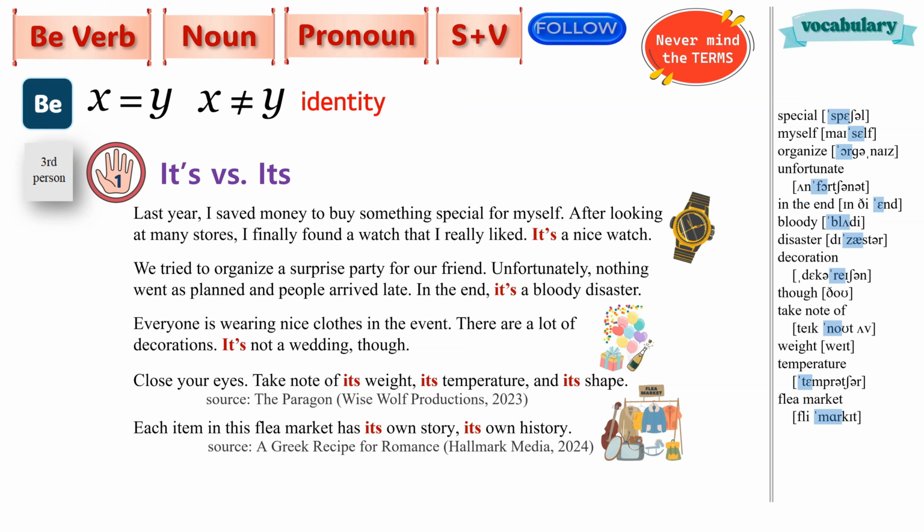Close your eyes. Take note of its weight, its temperature, and its shape. Each item in this flea market has its own story, its own history.